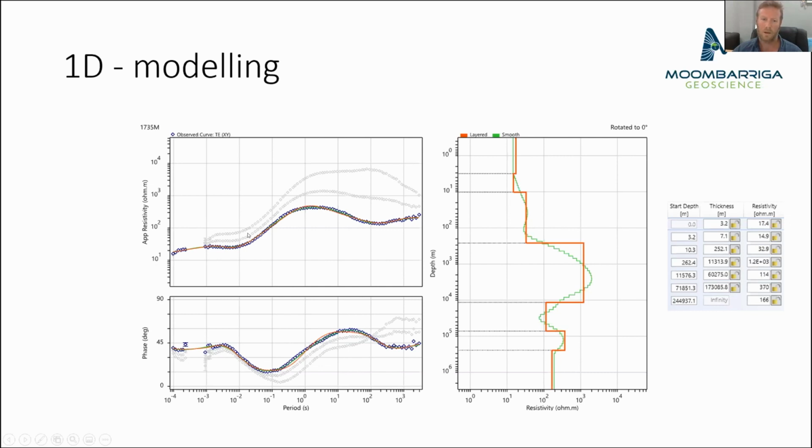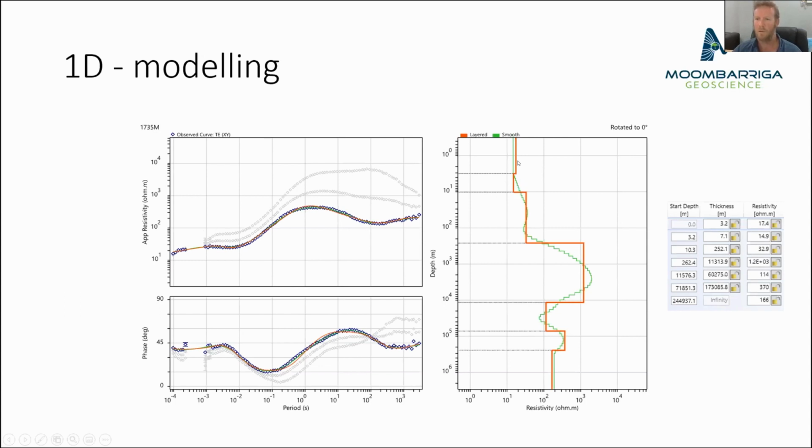We can see at the higher frequencies we get the response of the Eromanga Basin, which we think is fairly flat-lying limestone. On the right-hand side we have the 1D responses, or the 1D models. You can do a smooth sort of an Occam's version, or you can do a layered version if you want, to try and map the boundaries best you can.